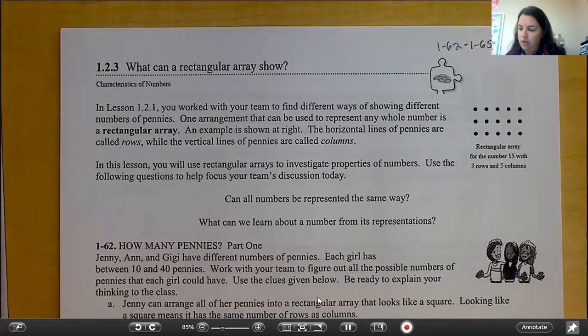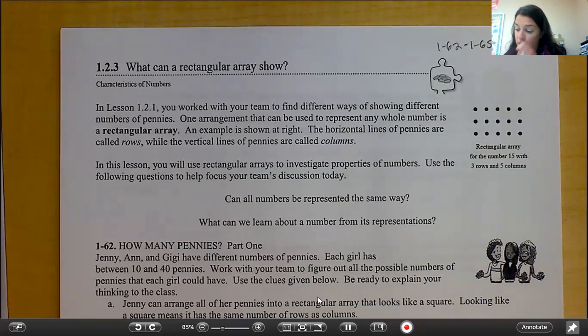What can a rectangular array show? Characteristics of numbers. In lesson 121, you worked with your team to find different ways of showing different numbers of pennies. One arrangement that can be used to represent any whole number is a rectangular array. An example is shown at right. The horizontal lines of pennies are called rows, while the vertical lines of pennies are called columns. In this lesson, you will use rectangular arrays to investigate the properties of numbers.